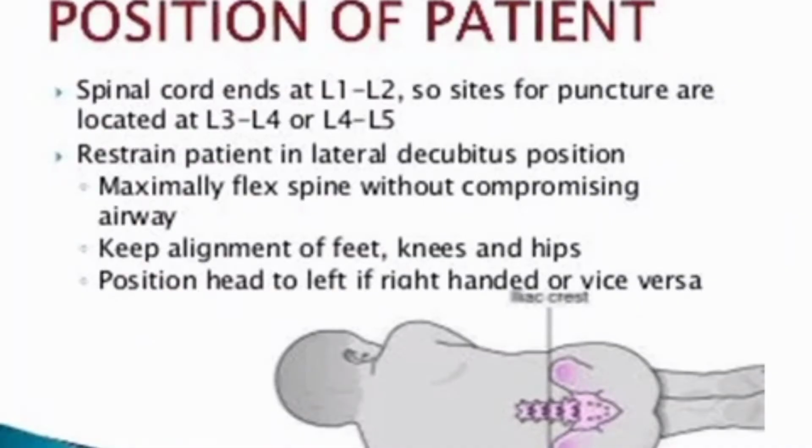Position of patient. Spinal cord ends at L1, L2. So, sites for puncture are located at L3, L4 or L4, L5. Restrain the patient in lateral decubitus position. Maximally flex the spine without compromising the airway. Keep alignment for feet, knees and hips. Position the head to the left if right-handed, or vice versa.